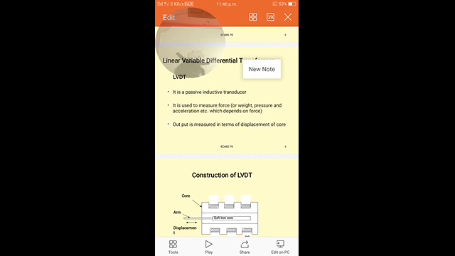It is a variable because the core is free to move between the windings. It is a differential because of the way the two secondary windings are connected, opposite to each other, in series opposition, 180 degrees out of phase. This means the output of the LVDT will be the difference between the voltage outputs of the two secondary windings.